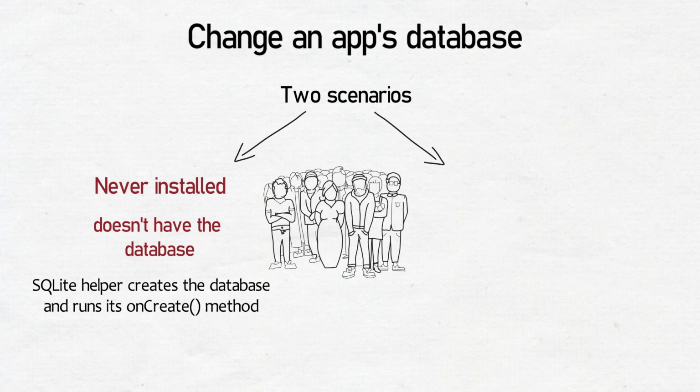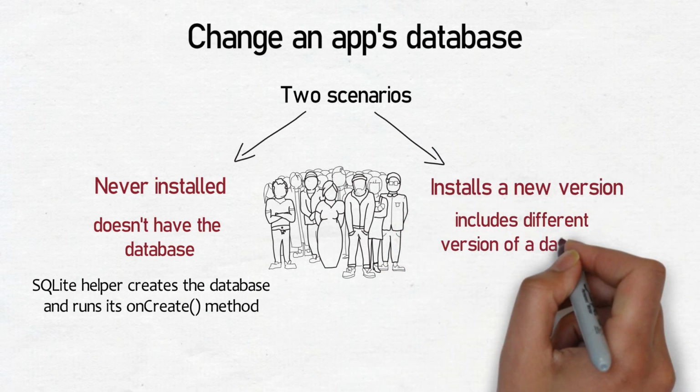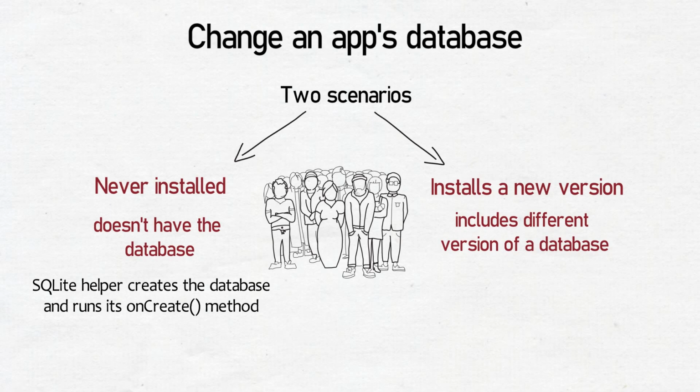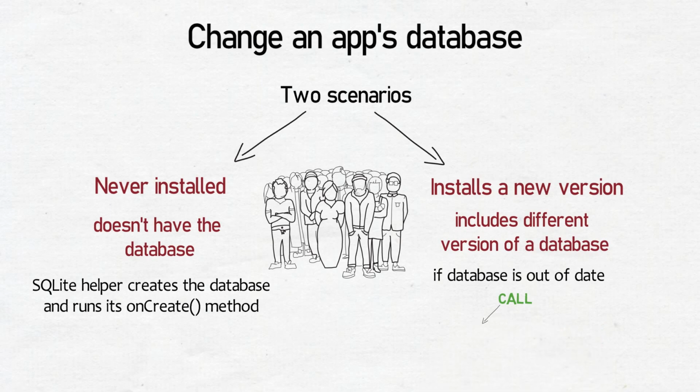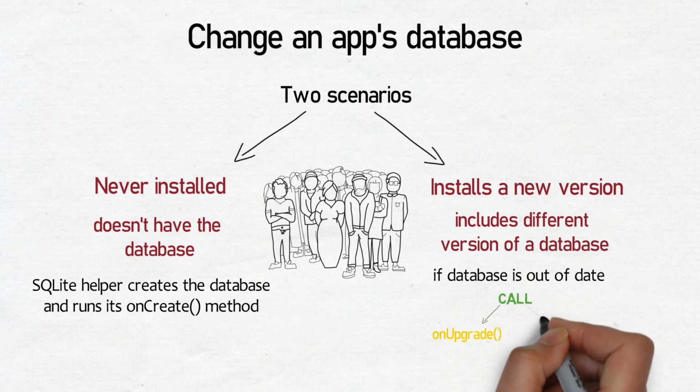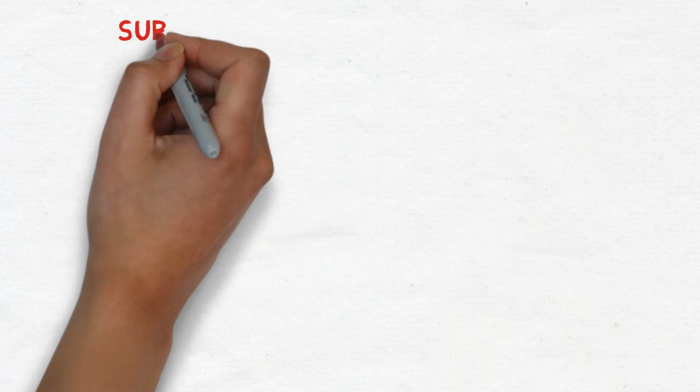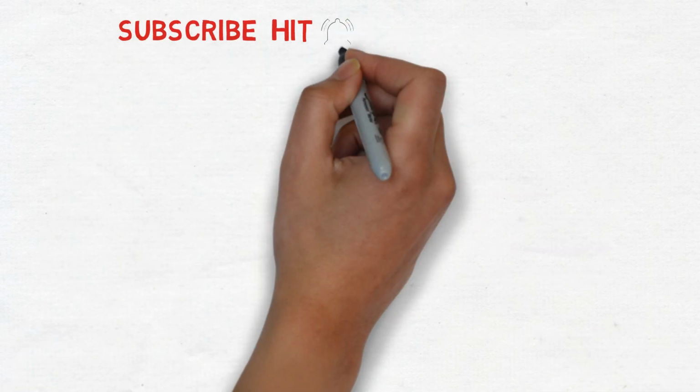The second scenario is where the user installs a new version of your app, which includes a different version of the database. If the SQLite helper spots that the database that's installed is out of date, it will call either the onUpgrade or onDowngrade method. So how can the SQLite helper tell if the database is out of date? We'll see that in the next video.